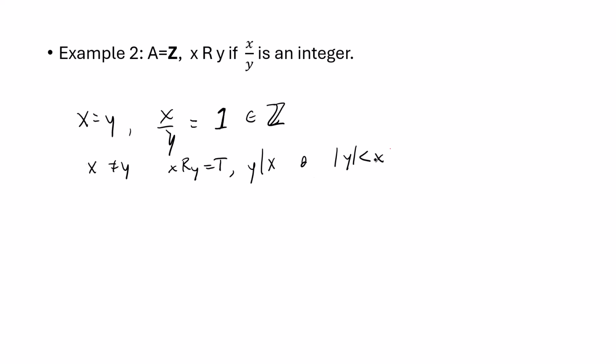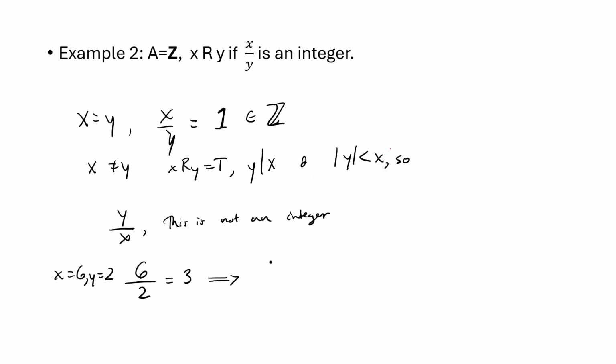If you think about it, that's the only way this is going to work, otherwise you're going to have a fraction. So what that means is that when I take y divided by x, this is not an integer. For example, if we let x equal 6 and y equal 2, 6 over 2 equals 3, but if I take 2 over 6, that equals 1/3, and that is not an integer.